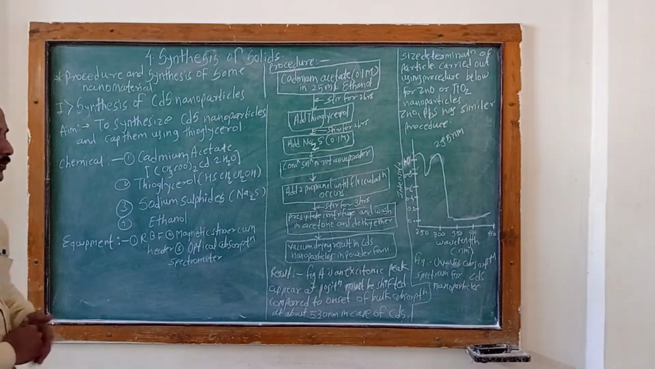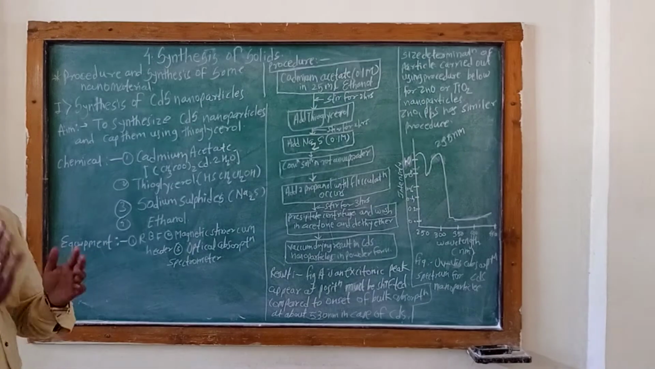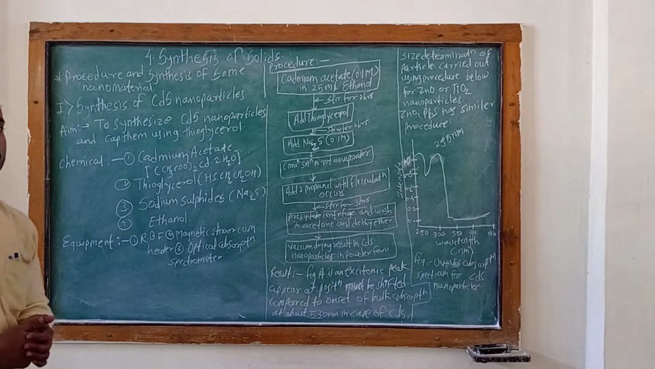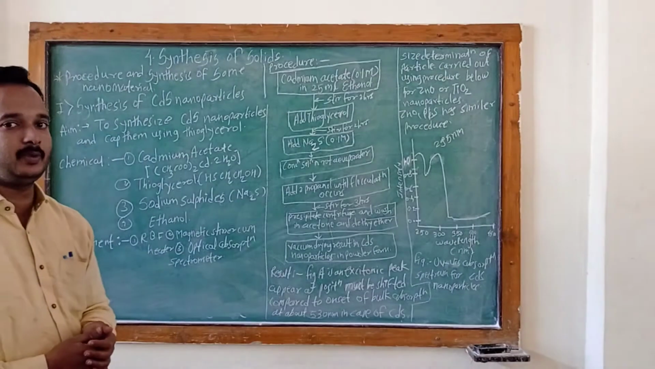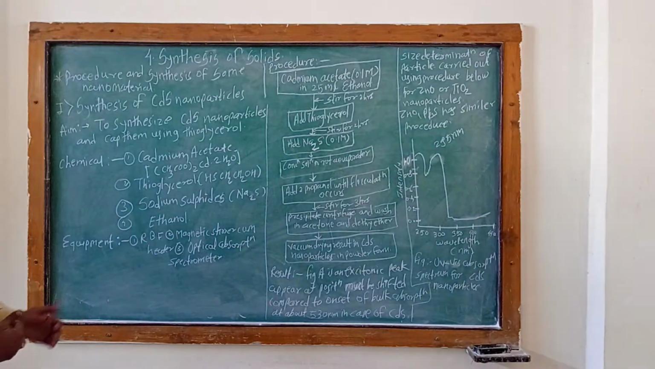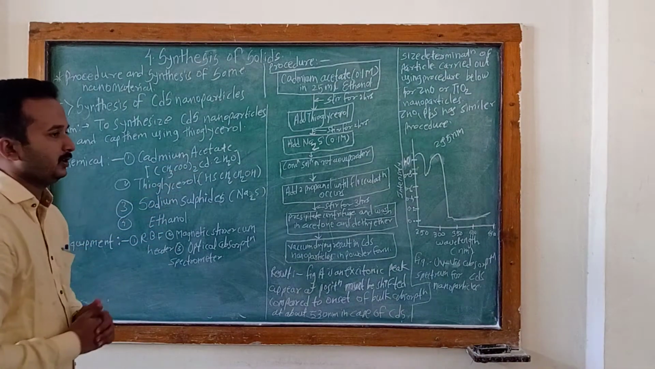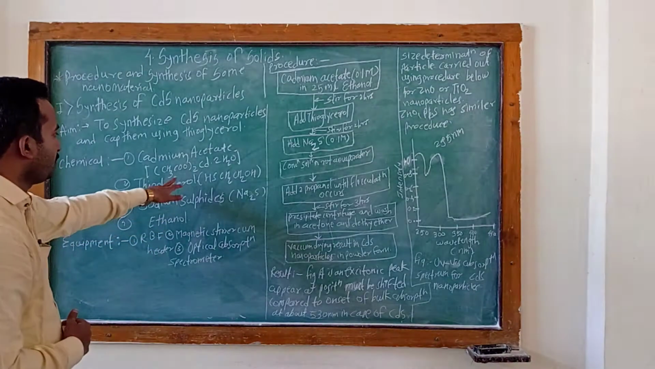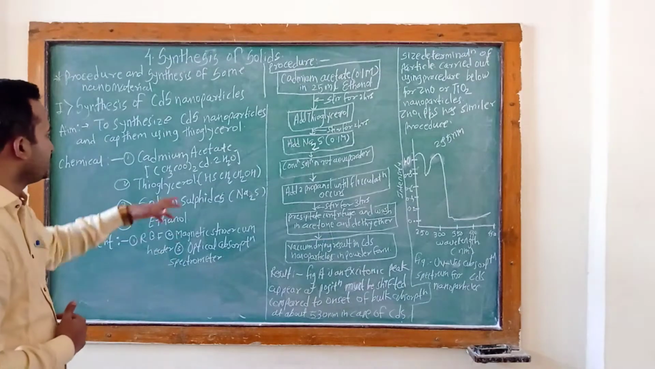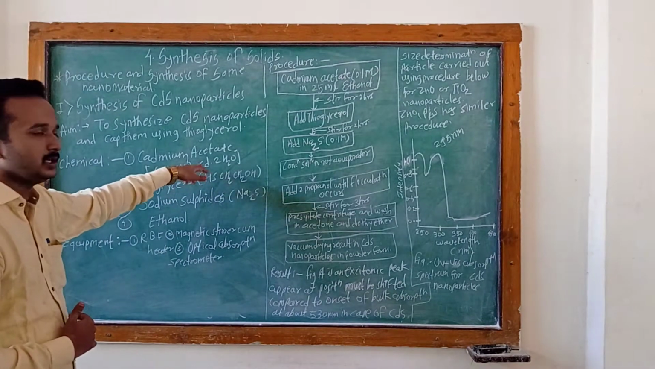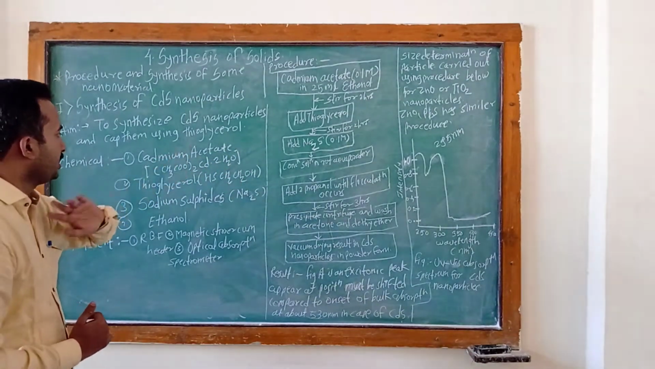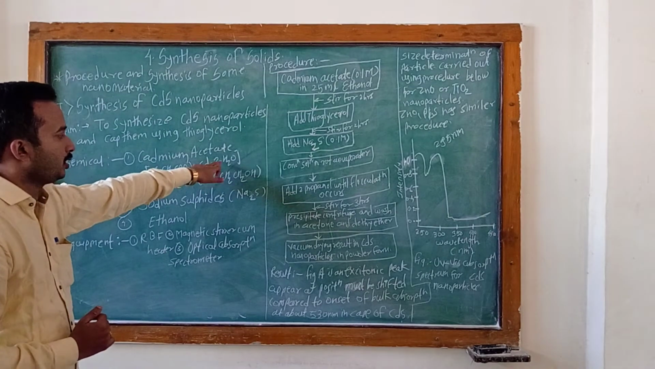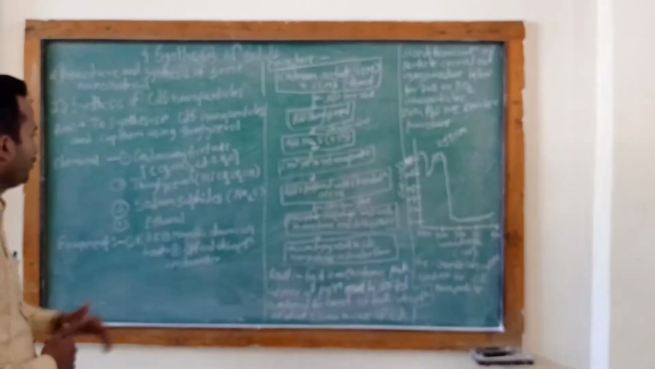Then secondly, chemicals. Which chemicals do we have to use in the synthesis of cadmium sulfide nanoparticles? First is cadmium acetate. Its formula is (CH3COO)2Cd.2H2O. This is the cadmium acetate.